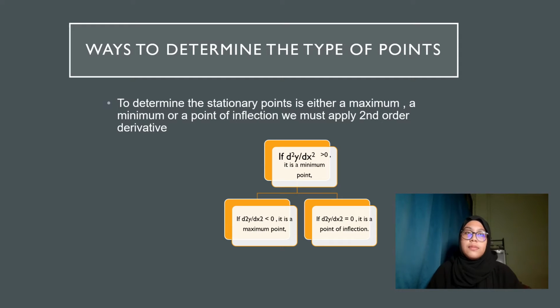This one is the way to determine the type of point. To determine whether the stationary point is a maximum, a minimum, or a point of inflection, we must apply the second order derivative. The first is if d²y/dx² is greater than 0, it is a minimum point. If d²y/dx² is less than 0, it is a maximum point. If d²y/dx² equals 0, it is a point of inflection.